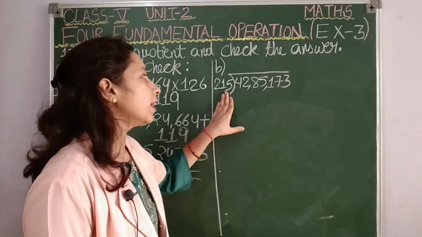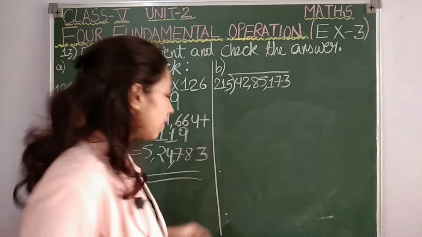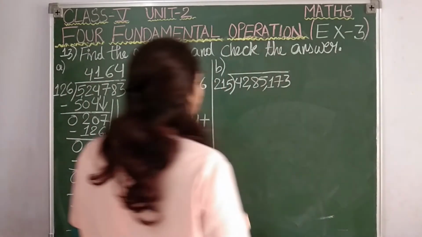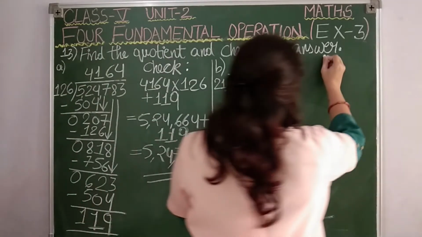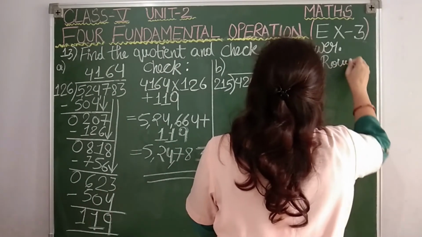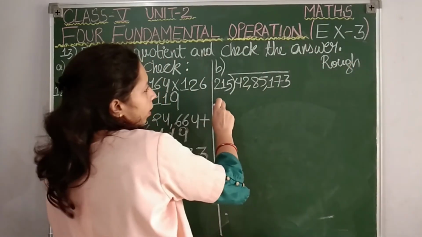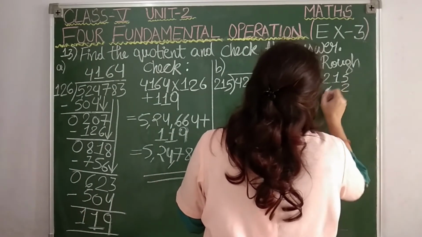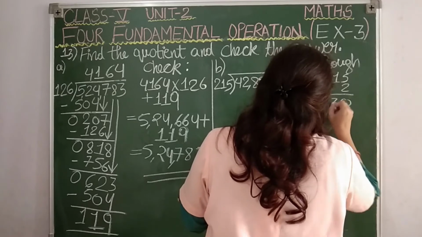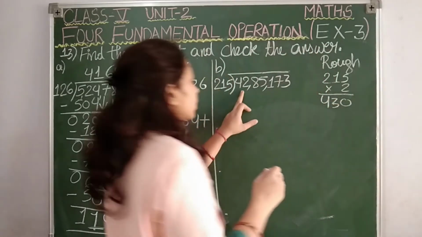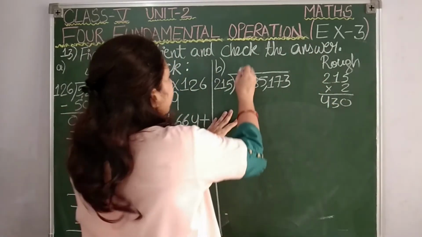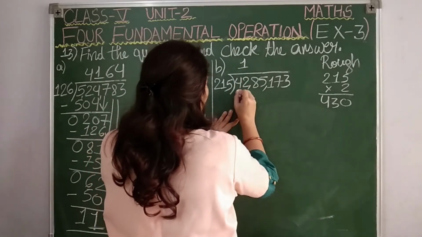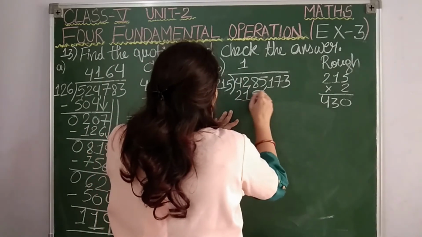42,85,173. We have to divide it with 215. Let us divide without any delay, students. So here 215, na? So again I have to do the rough work. I have to find various multiples of 215. So 215 2s are, let us do. 2 5s are 10, 2 1s are 2, 3, 2 2s are 4, 430, which is greater than 428. So that means here we are going to take 215 only.